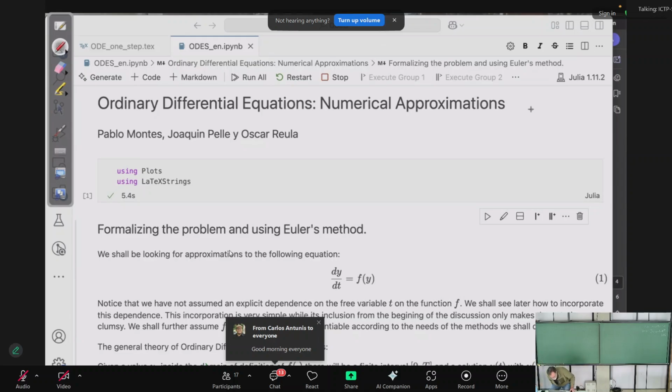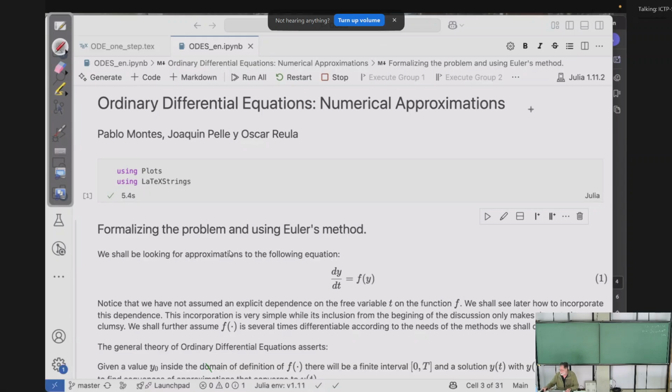So today we are going to be talking about numerical approximation of ordinary differential equations. I produced this notebook that you can find in a place that I put yesterday in the WhatsApp. Maybe somebody can put it in chat. So you open it with VS Code, for instance, and we can follow it.